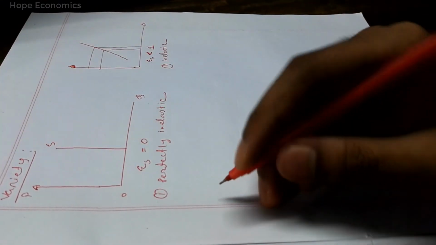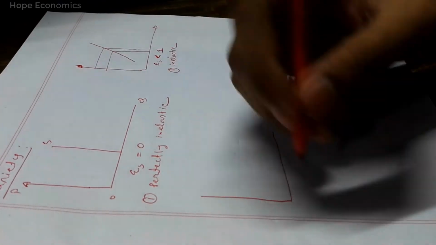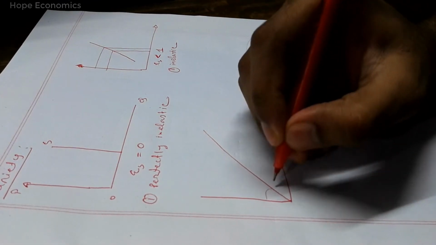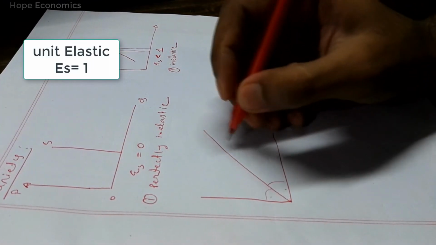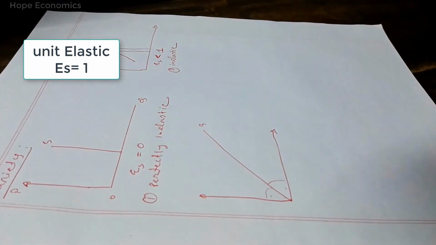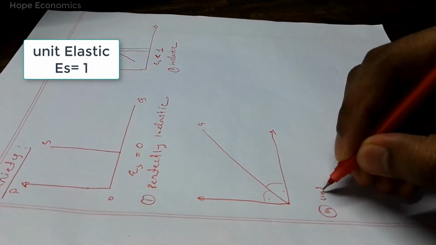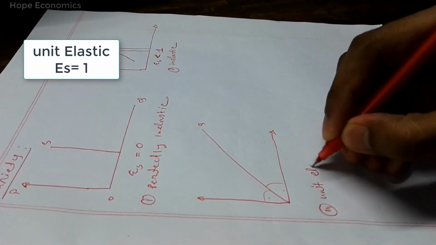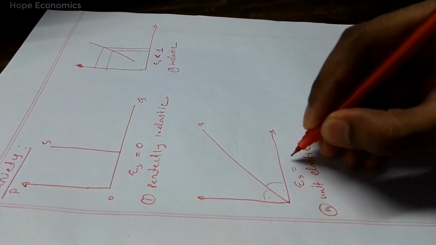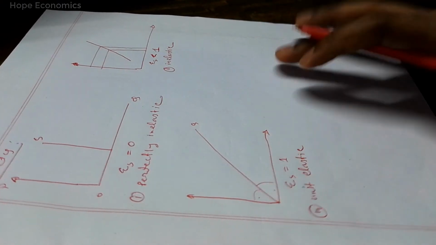Number 3 is unit elastic. In case of a unit elastic supply curve, it has a 45 degree angle, a basic straight supply curve. And in case of this unit elastic supply, the value of elasticity is equal to 1 for this curve.